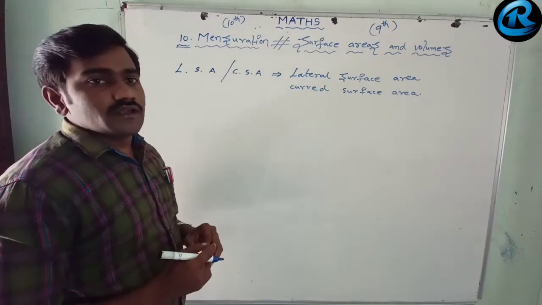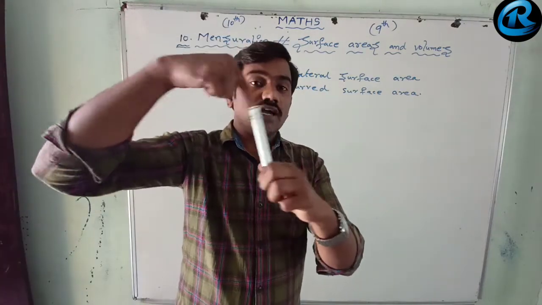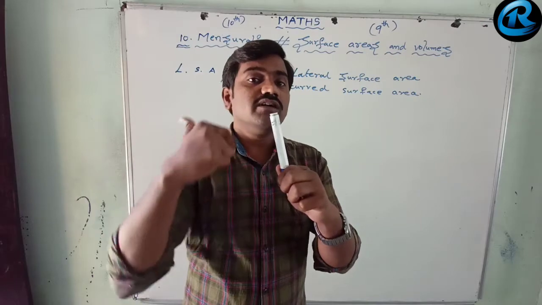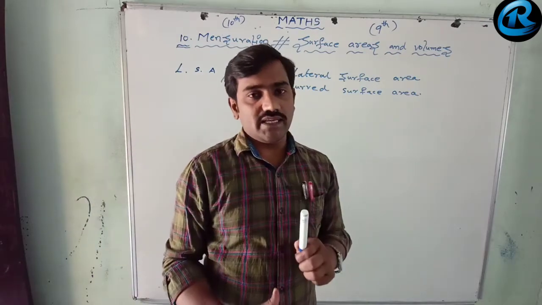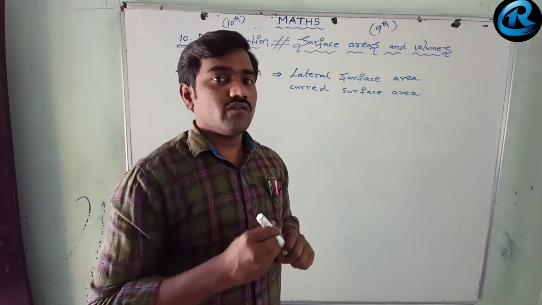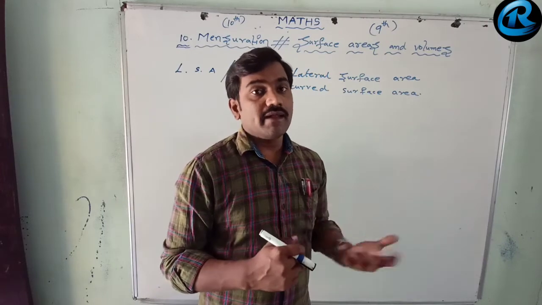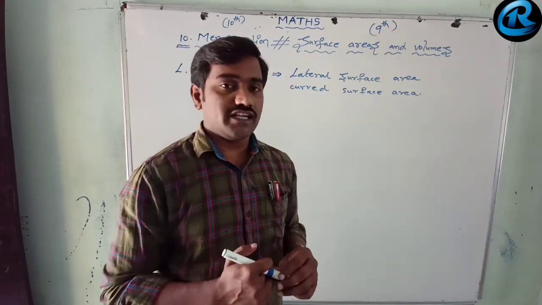For some figures, there will be curved surface areas. You can see in the cylinder, cone, sphere and hemisphere, there will be curved surface areas. Lateral surface area is flat surface area, where cube, cuboids and pyramids will have flat surface areas.